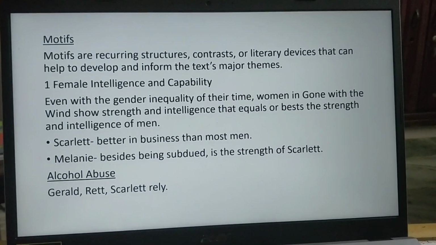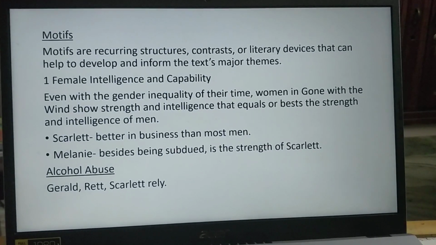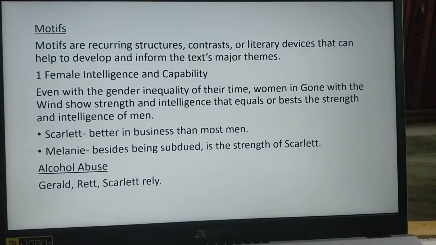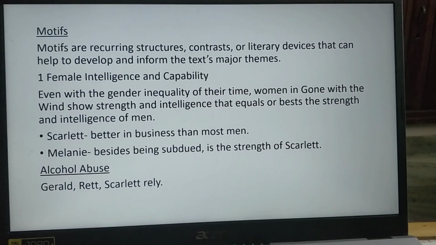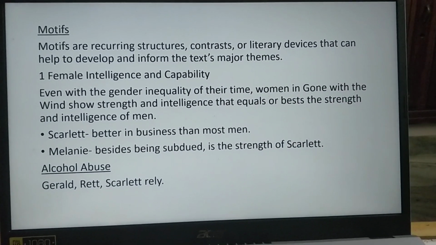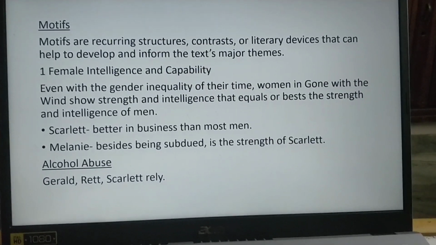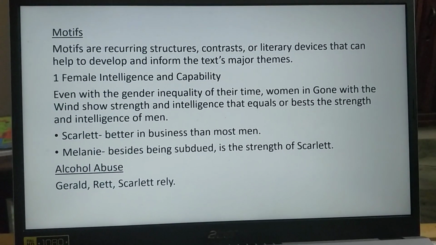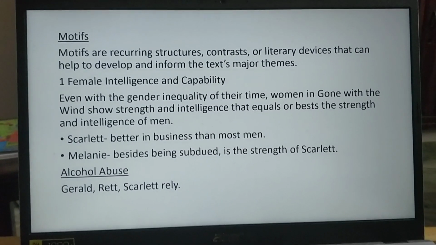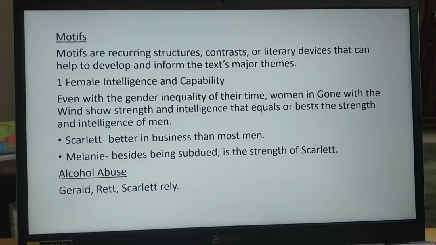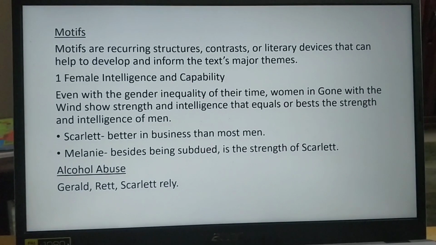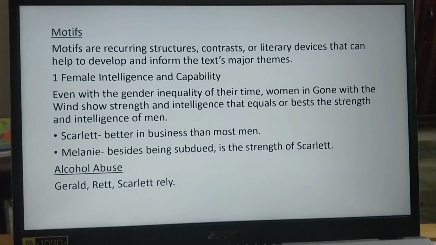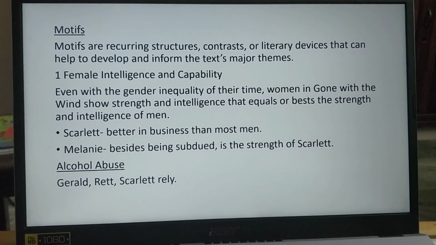Even with the gender inequality of the time, women in Gone with the Wind show strength and intelligence that equals or bests the strength and intelligence of men. So in the film, at first we can see the regular stereotypical gender roles, where women are always an inactive part and men are the active part in war. And after the war the picture changes. The women are very strong.